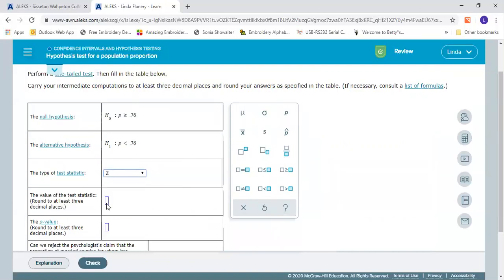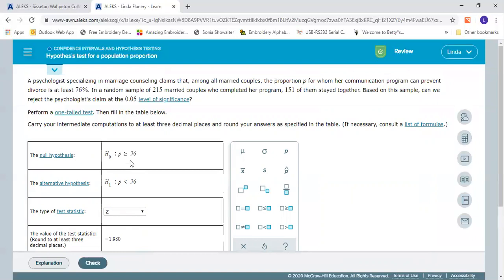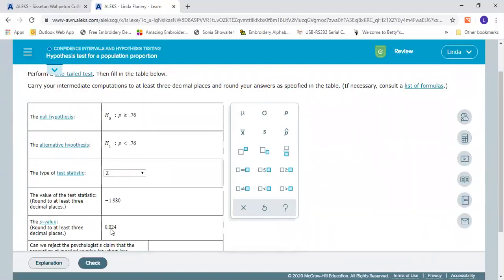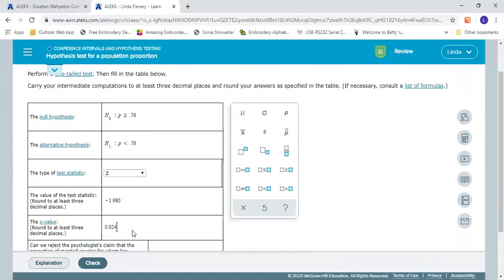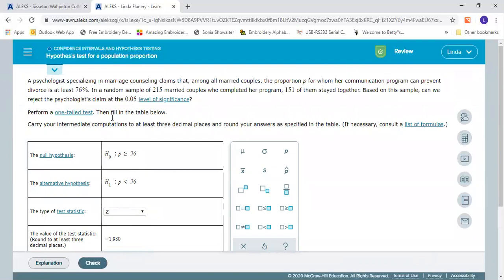My z value, my test statistic, is negative 1.980. My p-value is 0.024. Got to round that up. And so if I'm checking this with my p-value, I'm comparing it to 0.05. 0.024 would be less than 0.05. If my p-value is less than my critical value, we have to go with the alternative hypothesis. So we're going to say that it is less than 76%.